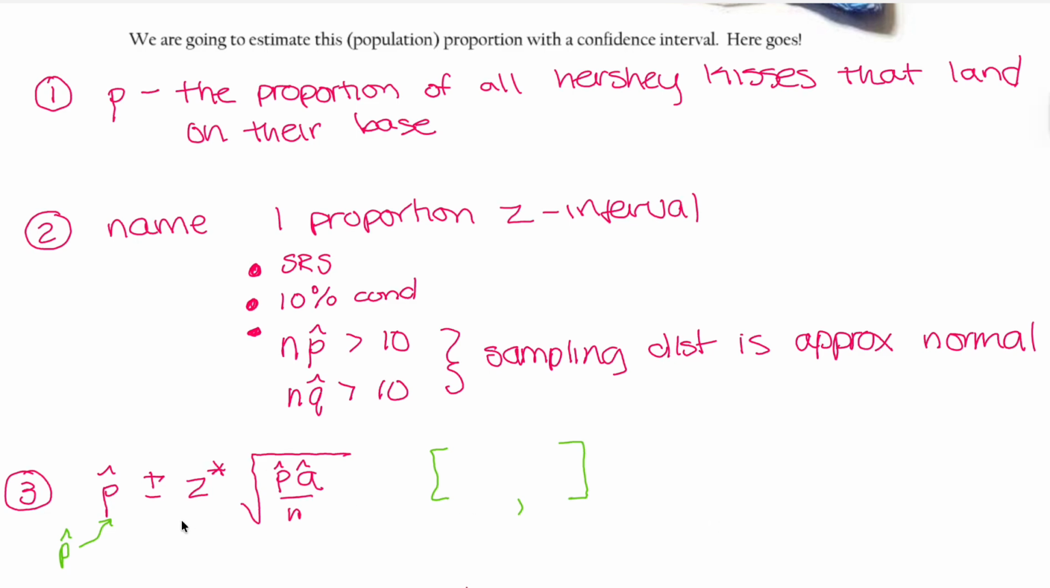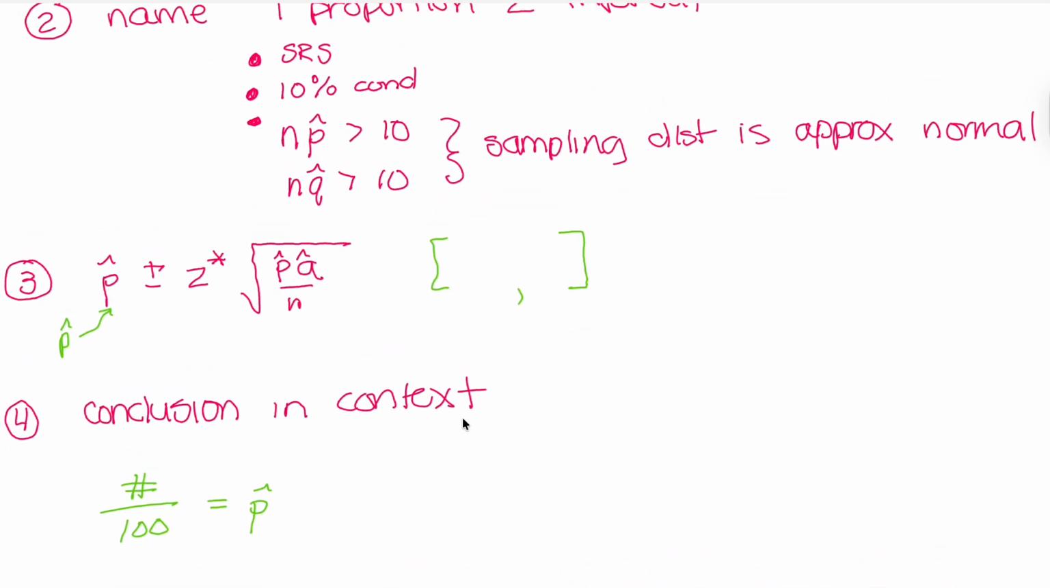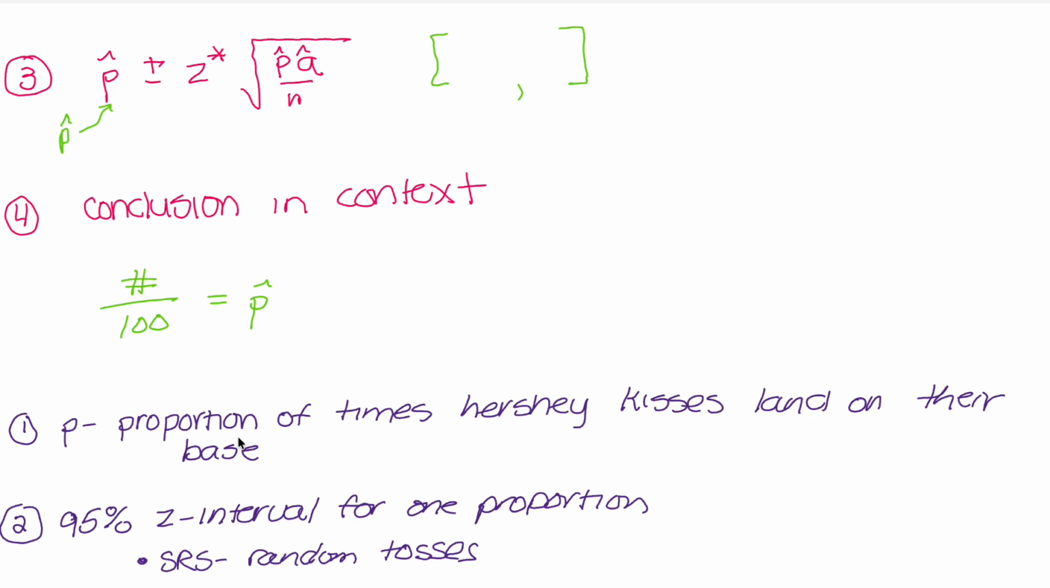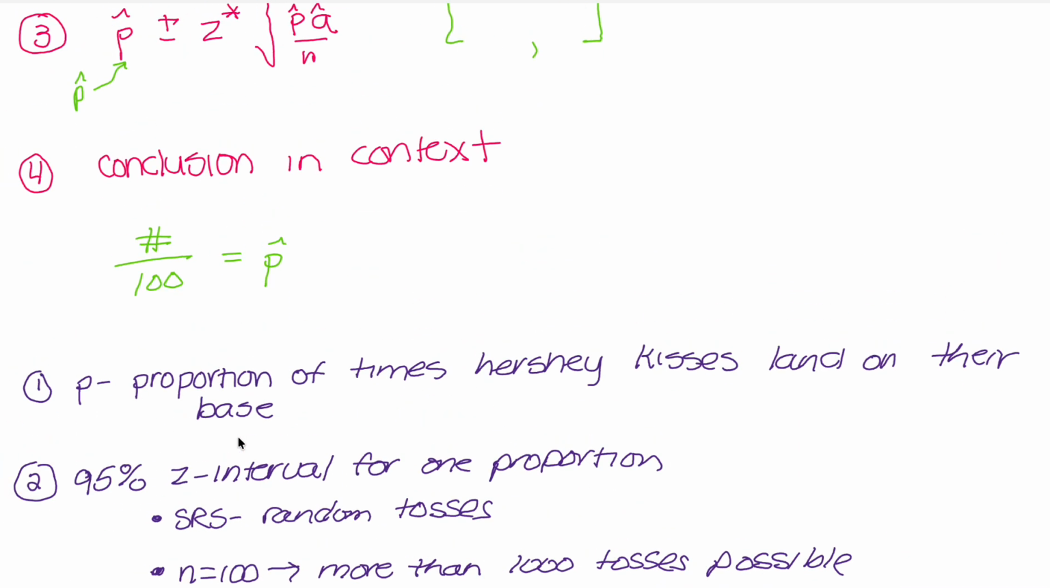Third step, do. We're actually doing the calculations. And we're using p hat plus or minus z star times the square root of p hat times q hat all divided by n. And we should get an interval of 2 numbers. The last but not least is conclusion in context. This basically allows you to explain what p hat really means in this question and what you should conclude. So let's plug in the real values and see how it goes.